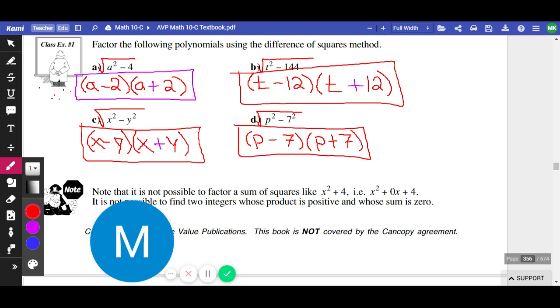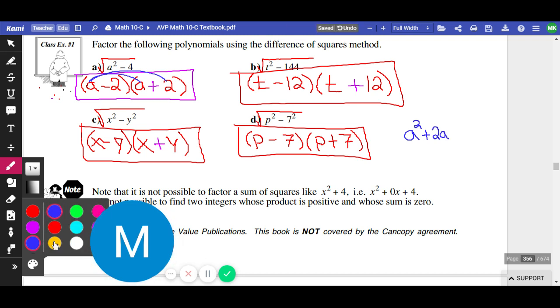All right, so we're going to try that. We're going to try multiplying these two things together. When we multiply them together, I'm going to use distribution. A times a would be a squared. A times positive 2 would be plus 2a. Then I distribute my middle. Negative 2 times a would be negative 2a. Negative 2 times positive 2 would become negative 4.